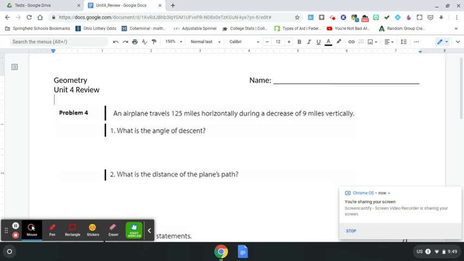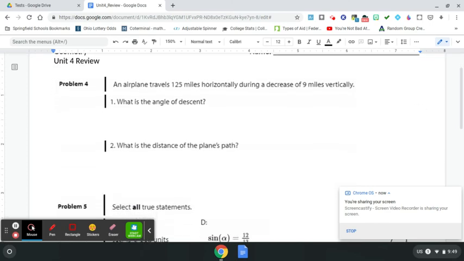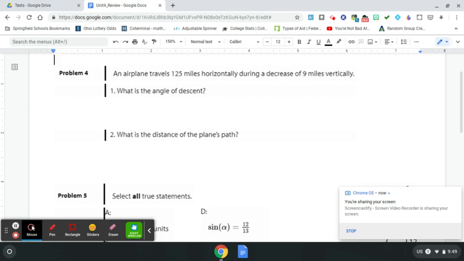Take a look at this Unit 4 review here. Start off with problem number 4. An airplane travels 125 miles horizontally during a decrease of 9 miles vertically. So part 1, what is the angle of descent? And part 2, what is the distance of the plane's path?